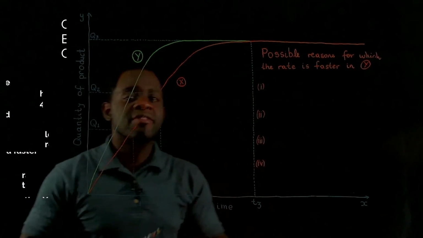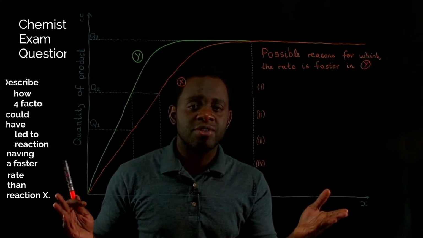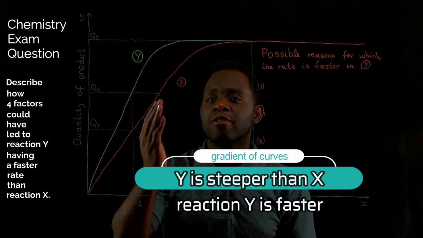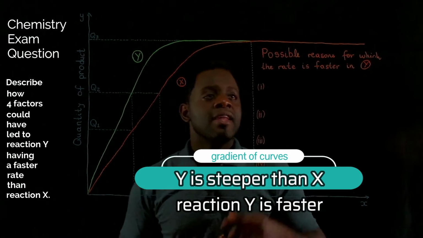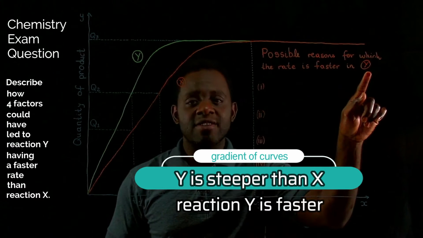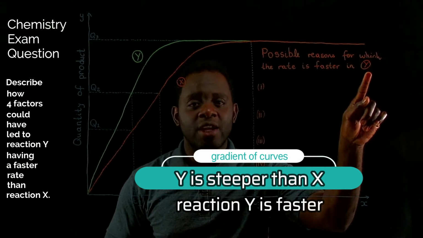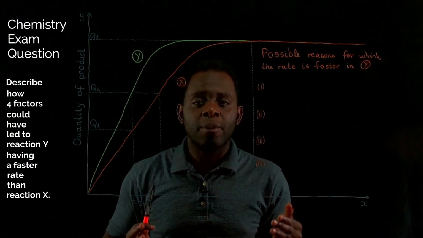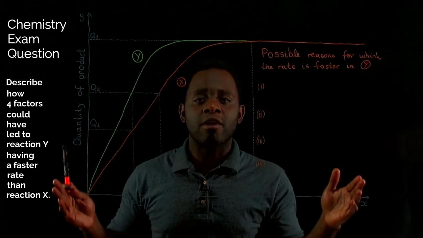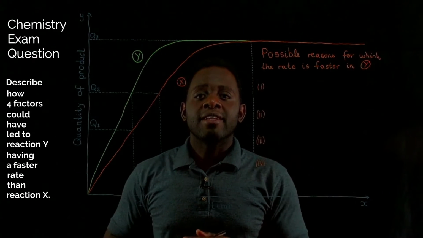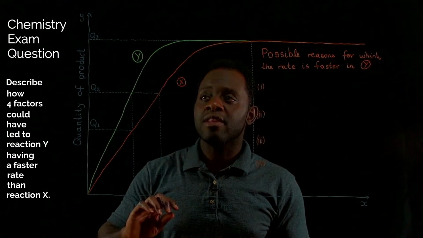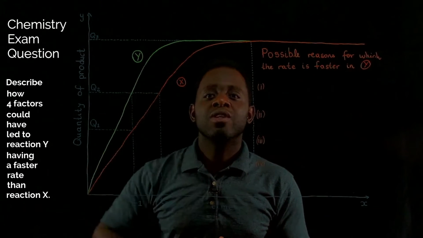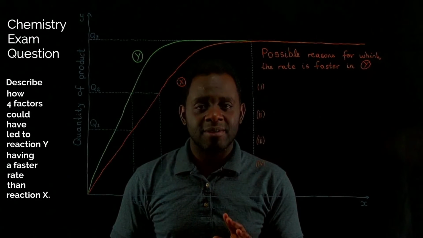Let's solve this chemistry exam style question together. An observation of this rate of reaction graph shows that the curve for reaction Y is steeper than the curve for reaction X, which means that the rate of reaction is faster in reaction Y than in reaction X. Watch this video for a much deeper analysis of this rate of reaction graph that explains the difference in the rates of reaction Y and reaction X using 4 points of comparison.